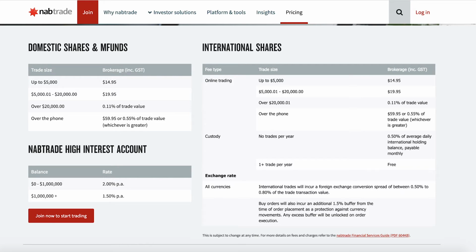Interestingly enough, they also have a high interest savings account within the trading platform. So if you have cash sitting on the trading platform, you can actually earn 2% if you have less than $1 million, which I'm assuming most people here have. So your cash isn't just sitting there, it's actually earning 2%, which is quite a high rate. And if you have more than $1 million of cash, then it's 1.5%. But that's still a really great return, and it's something that Commonwealth doesn't offer. You would have to keep your cash, like I do, in a separate high interest savings account that's off the trading platform. So that's just something else that's nice with the NAB platform.